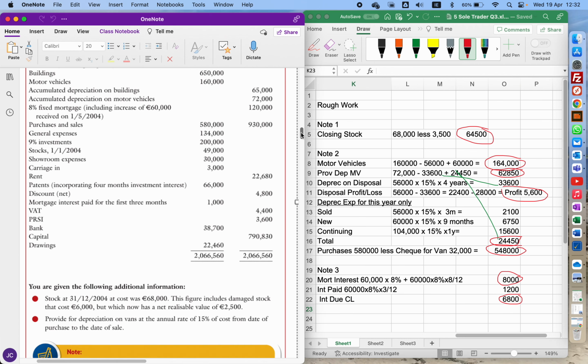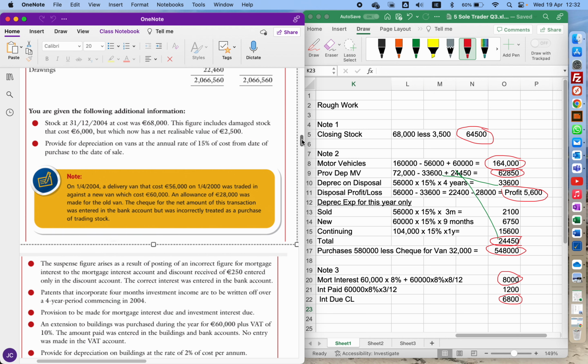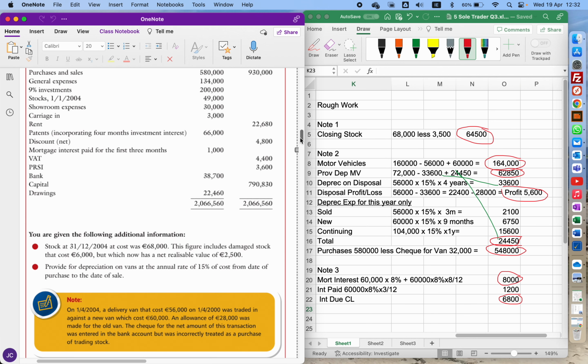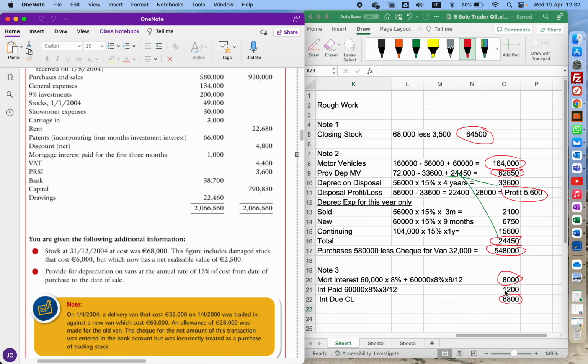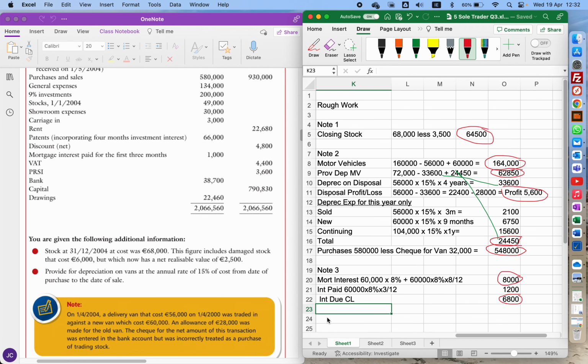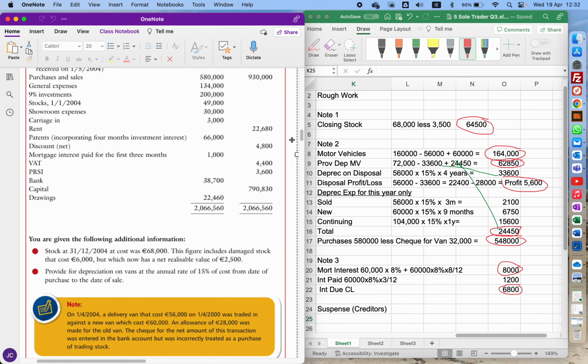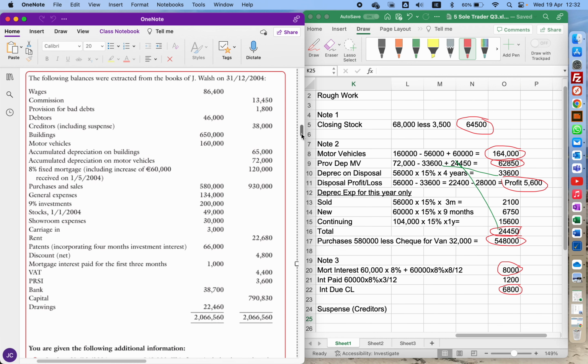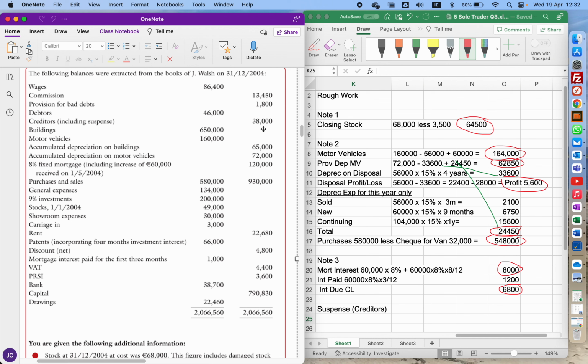Now, getting back to how I deal with the suspense figure, the incorrect figure for mortgage interest in the mortgage interest account. I need to find out where my suspense is, and I need to change the figure to 1,200 from a grand. So suspense, I think in this question it's mixed in creditors. Where is it? So creditors including suspense is 38 grand.